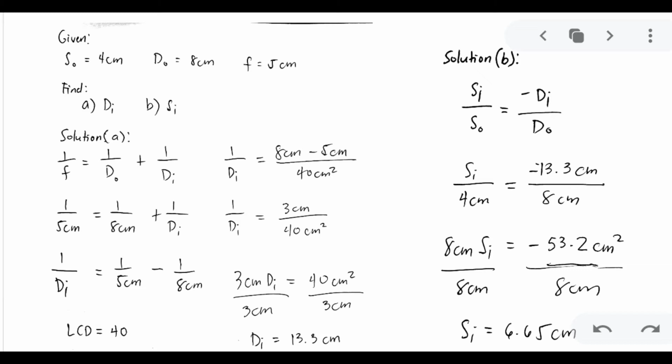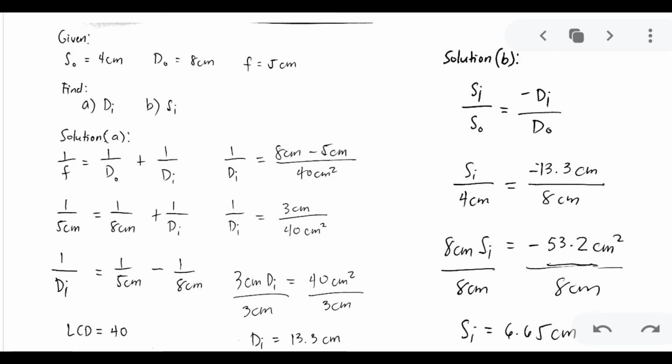So the next thing that you need to do is to rearrange the equation in such a way that you will be able to obtain your desired value, which is the 1 over d sub i. So you will have to equate that into another form. You will have 1 over d sub i, or distance of the image, is equivalent to 1 over 5 cm minus, because you rearrange the equation, 1 over 8 cm.